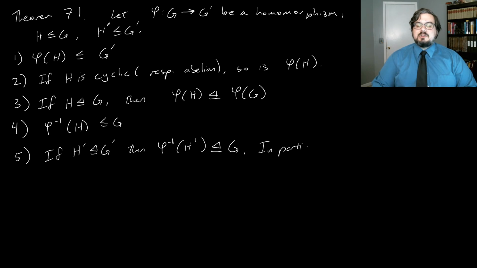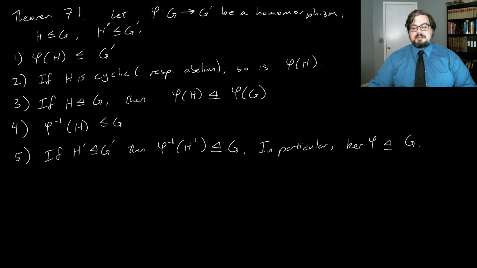In particular, this is a very important one, the kernel of phi is a normal subgroup of G. This is going to be one of the ways that we can very easily know whether a subgroup is normal or not, if we can recognize it as the kernel of some homomorphism.